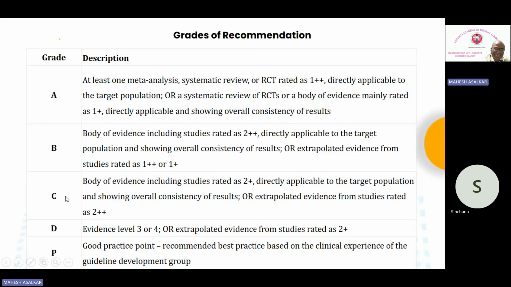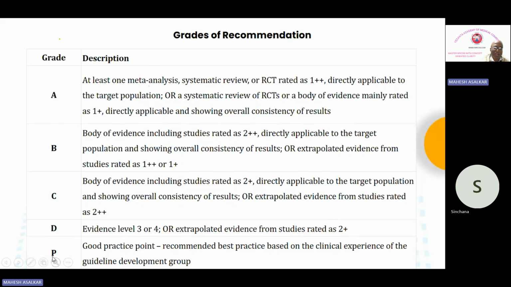Now grade C, that is the body of evidence including studies which are rated as 2+. Remember here it is 2+. So when it comes to A, both 1++ and 1+ are there, while in grade B we only have 2++ and extrapolated from 1++ and 1+. Then in grade C, we have only 2+ and extrapolated evidence from 2++. Then grade D is evidence level 3 or 4 or extrapolated evidence from 2+.